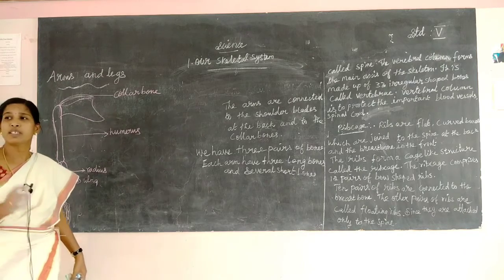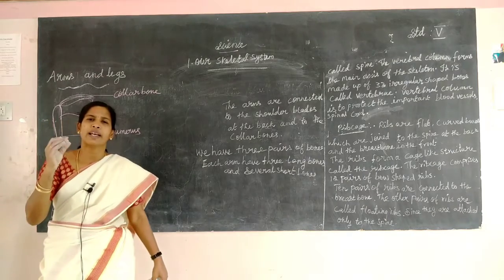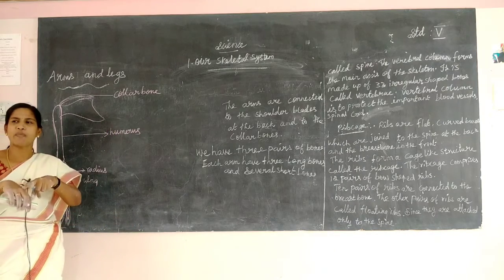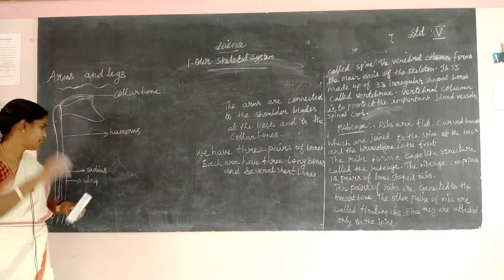Okay, the lower arm has several small bones. So the bones are known as wrist, palm and fingers.